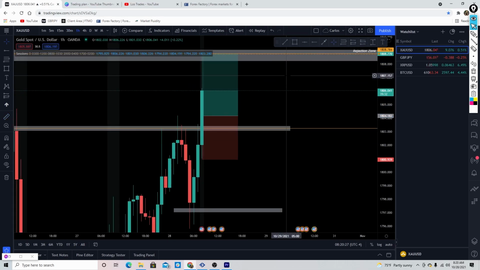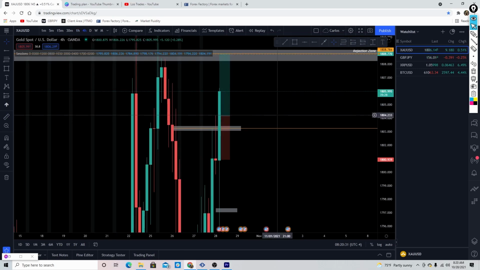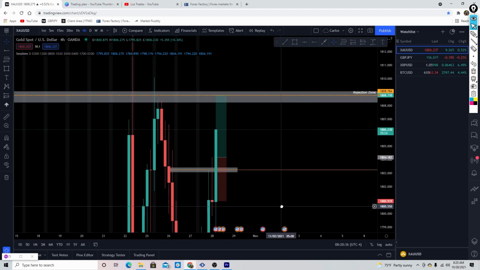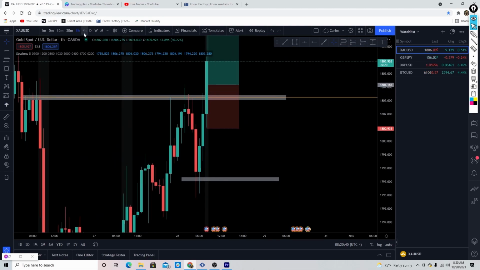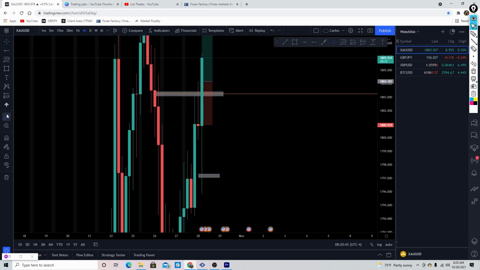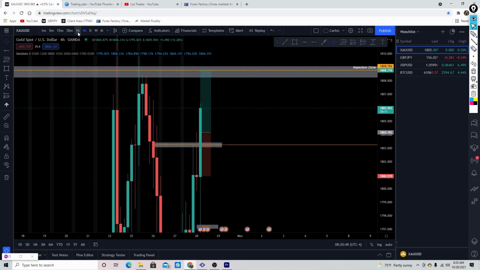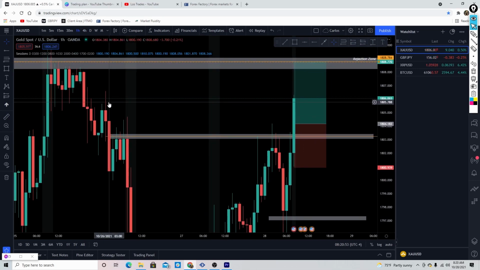I guess it made sense. New York volume came in, broke above the 4-hour high, making this whole liquidity grab. Look at that. How big of a wick is this? 50 pips. Oh my goodness. I really like this trade, even though there was noise to the left.